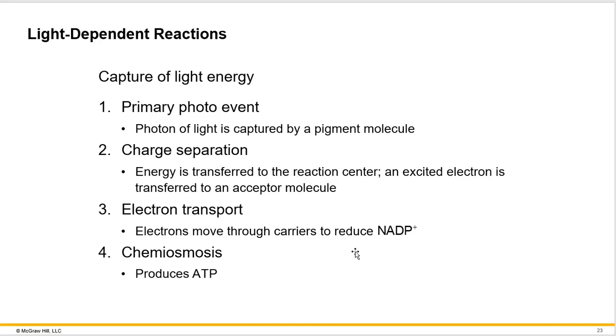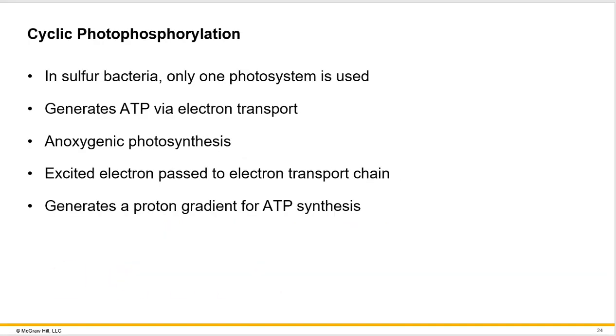So in the light-dependent reactions, you have this photon of light being captured, energy is transferred to the reaction center, and then those electrons move through carriers to reduce NADP+, which means that they pick up electrons. And at the end, they're going to produce ATP in a protein that we've talked about before.